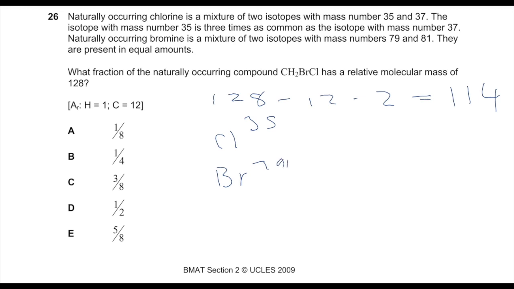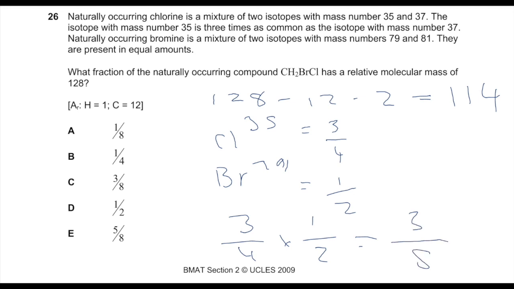And now we need to work out the probabilities of each of them occurring naturally. So, Cl35, the probability is 3/4, and Br79, the probability is 1/2. Now we need to multiply these two probabilities together, so 3/4 times by 1/2 is equal to 3/8. Therefore, C is the correct answer, and question number 26 has been completed.